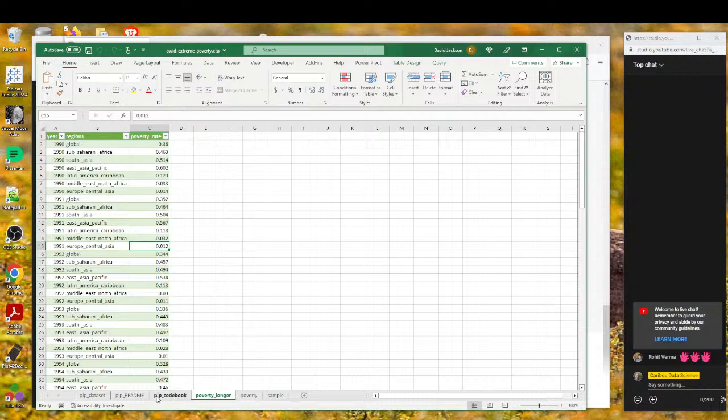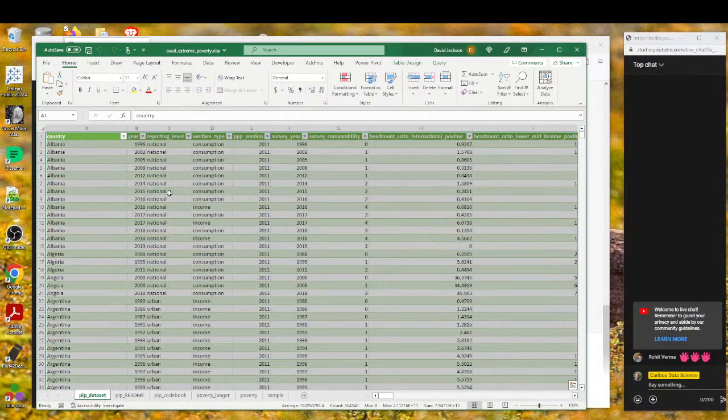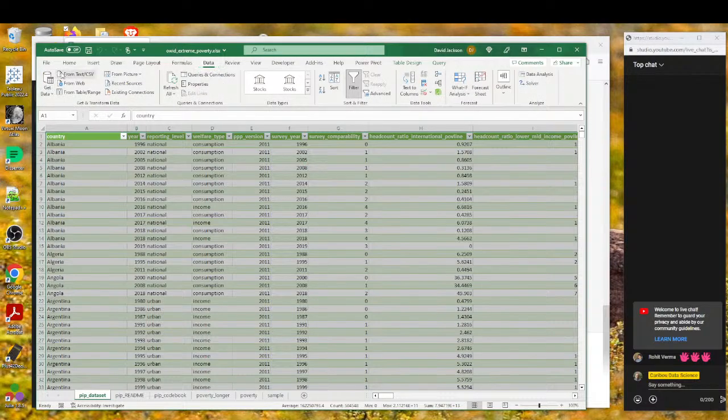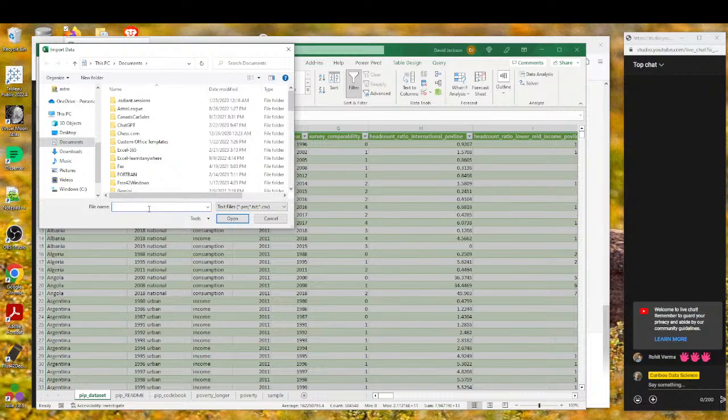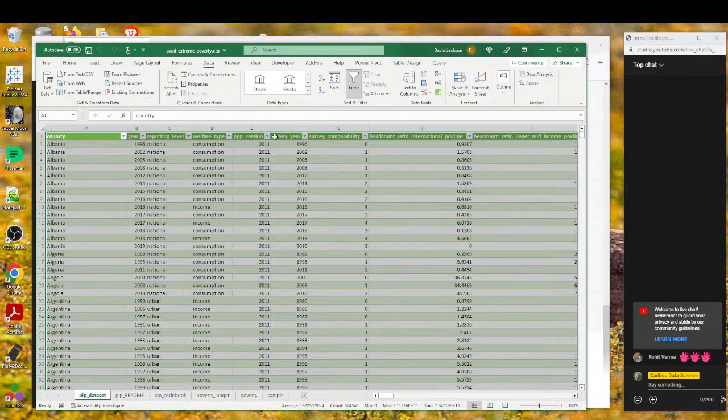And here's the main data set here. Again, I came over here to the data, from text CSV, and I simply cut and pasted the link from the Our World in Data site on GitHub. I was able to import this entire table in here. Then I did a little bit of cleaning up.